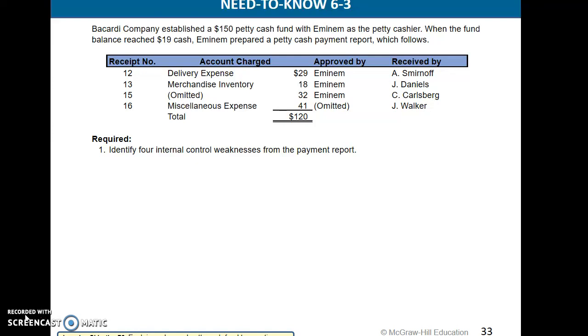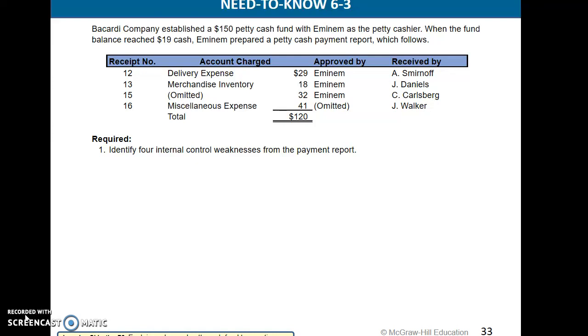So we're looking, first of all, I see no one approved the receipt on number 16. That hasn't been approved. That's a problem. I'm looking at that. I also see that we don't have an account listed for number 15.